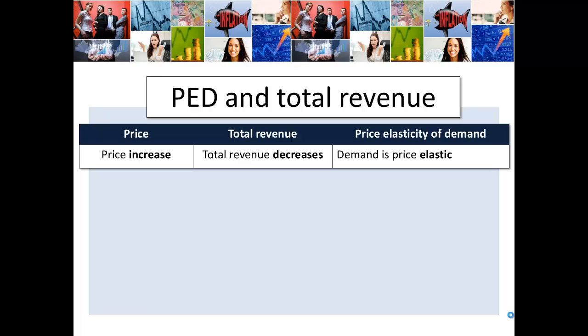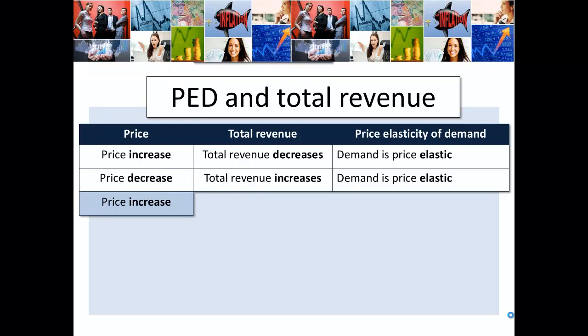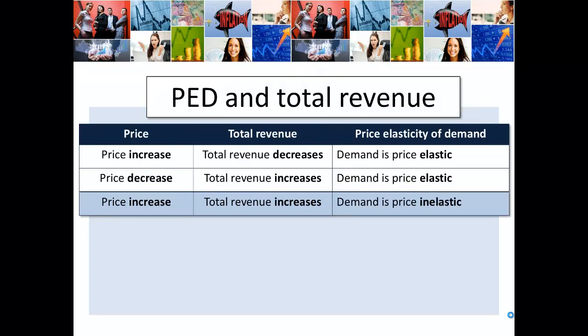And given a change in total revenue, we can work out what the price elasticity of demand is, whether it's elastic, inelastic, or something else. So if price increases and we see that total revenue decreases, we're talking demand is price elastic. A price decrease with total revenue increasing, again, demand is price elastic. Now, the opposite, we're talking price inelastic.